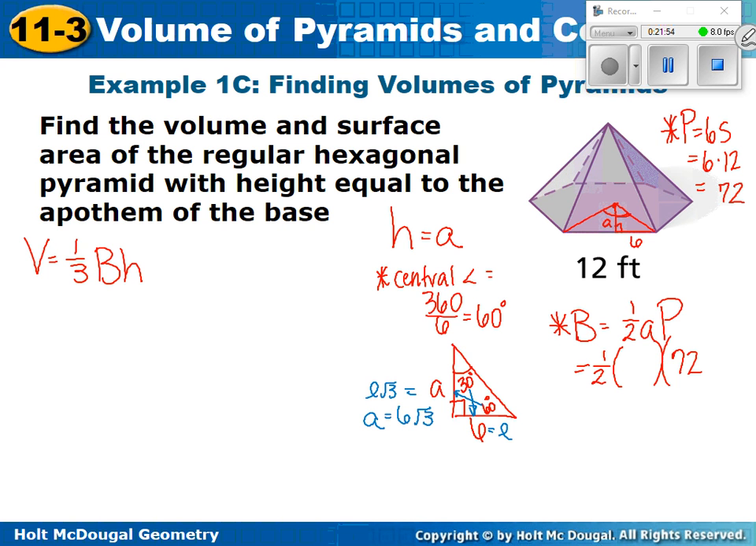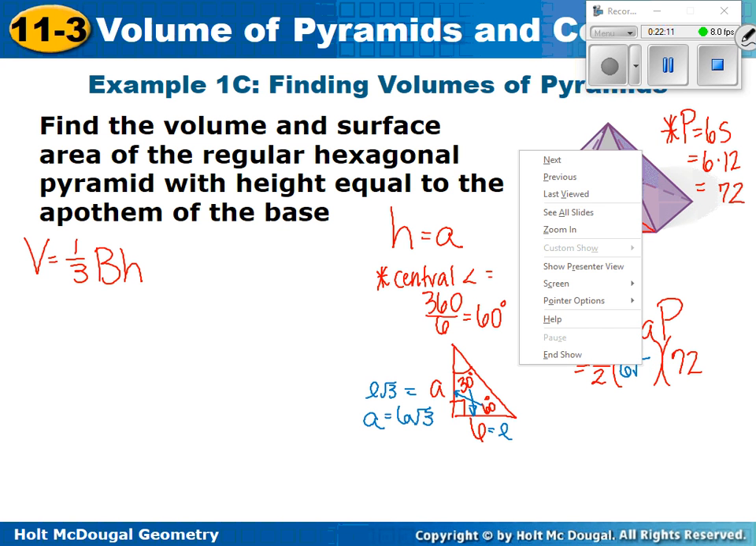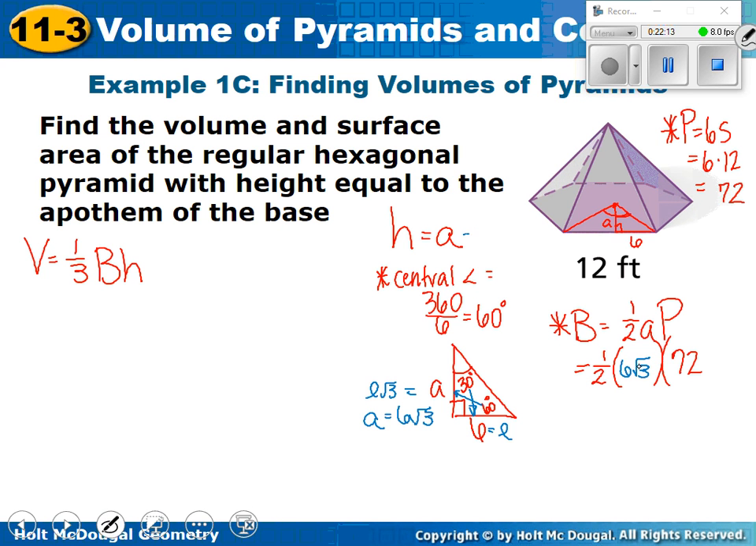6 square roots of 3. So now we have our apothem to plug in to find our base area. And because our height is the same as our apothem, we now know our height as well. So we're going to plug that 6 square roots of 3 in for the apothem. And we're also going to say now that the height is 6 square roots of 3. Again, it doesn't say to round, so let's leave our answer exact.